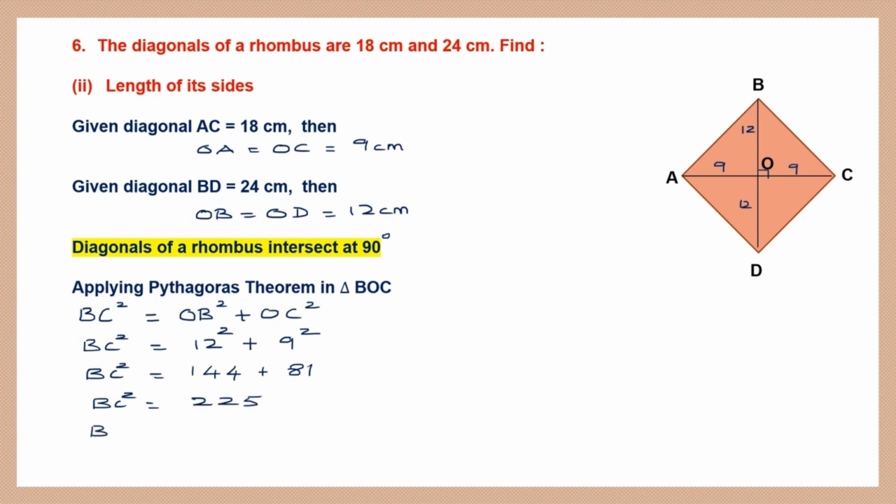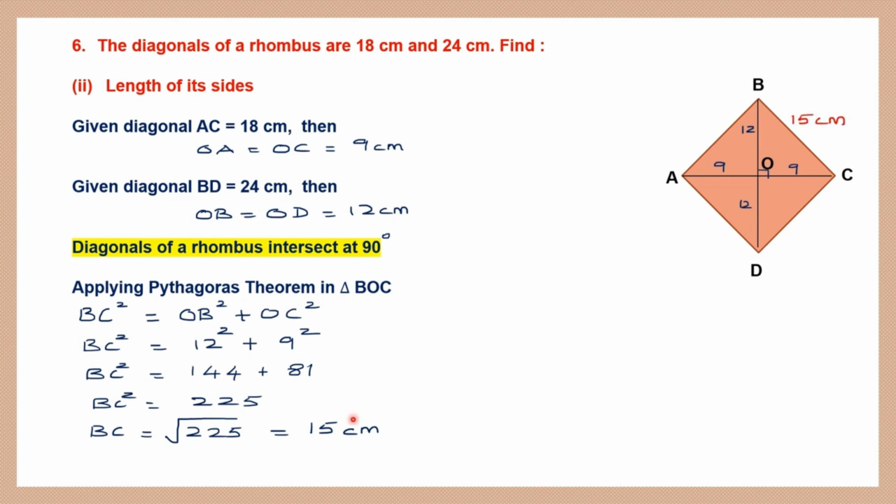How much will BC be? BC will be the square root of 225. And what is the square root of 225? 15. That means BC is equal to 15 centimeters. So let's write it there on the figure. On the figure, BC is 15 centimeters.